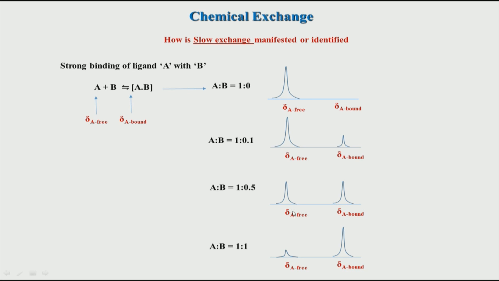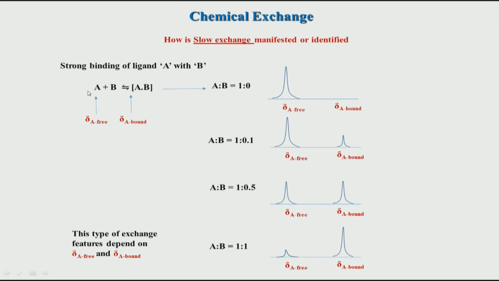But the idea is that this peak goes down gradually as we increase the amount of B, and this peak goes up as we increase the amount of B. So, this is how we can say that the exchange between the two is a slow exchange. But remember again, this type of exchange depends on the chemical shift values, because they are far apart compared to the exchange rate, and we are able to say that this is a slow exchange scenario.